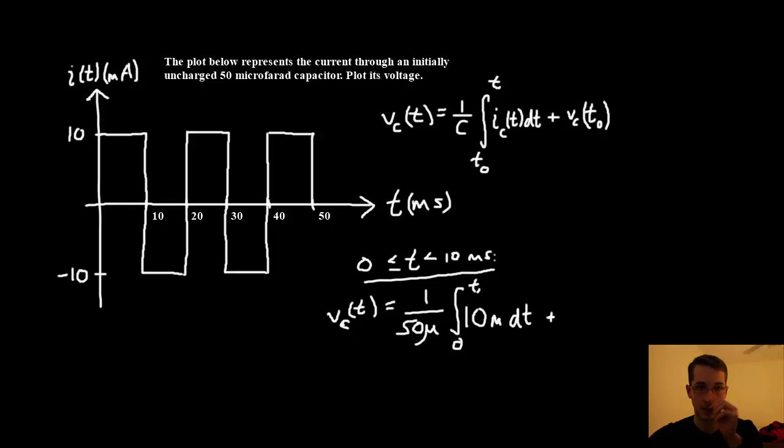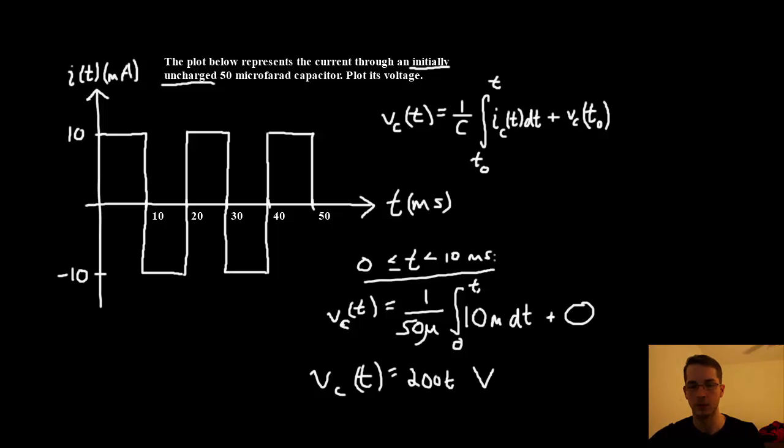Now they say in the problem that the capacitor is initially uncharged. Because they say that, you're going to just add 0 for 0 volts. So here Vc of t will be 200 t volts. And we also need an initial condition for other time frames that we analyze.